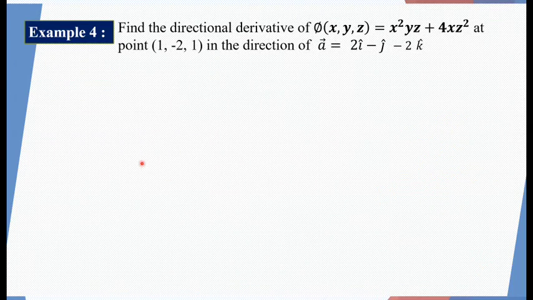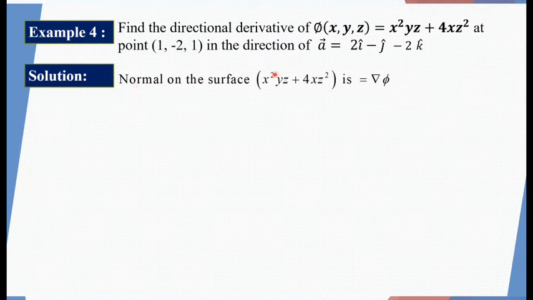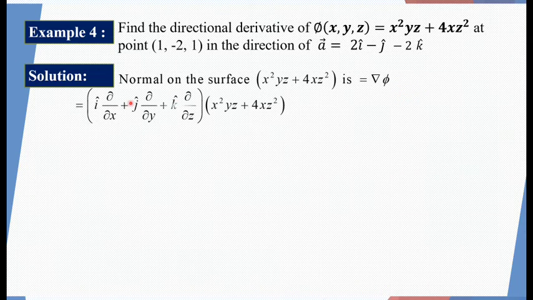Example 4. Find the directional derivative of phi of x y z is equal to x square y z plus 4 x z square at the point 1, minus 2, 1 in the direction of vector A is equal to 2i minus j minus 2k. So first we have to find grad phi, that is the normal of the surface. Grad phi is i del over del x plus j del over del y plus k del over del z of x square y z plus 4 x z square.